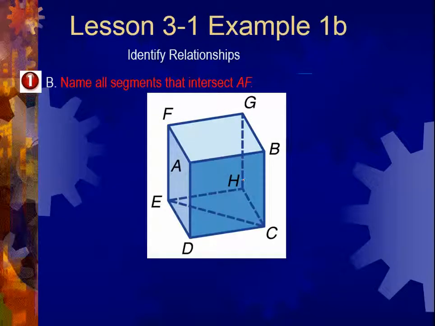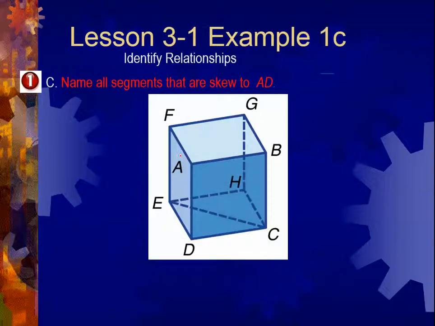Name all segments that intersect AF. So first we have to find AF right here. We want everything that touches that. So we want AD, we want FE, FG, AB. All segments that intersect AF. Do you see any more? Remember, it's a segment, so it has to end. So let's see if we got them all. Looks like we did.